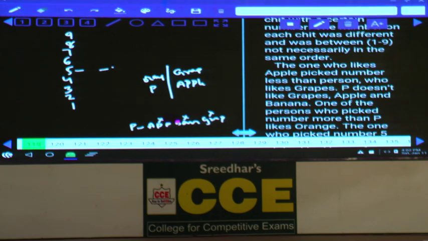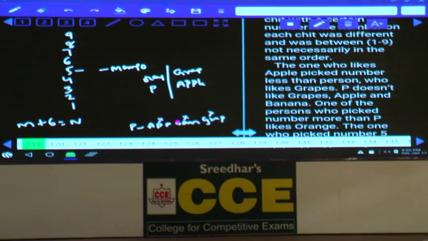Mango. Now the person is not known, but that person likes mango. And 5 likes mango. The number picked by N was 6 more than M. Now if M is here, M plus 6 is N. What are the different possibilities?